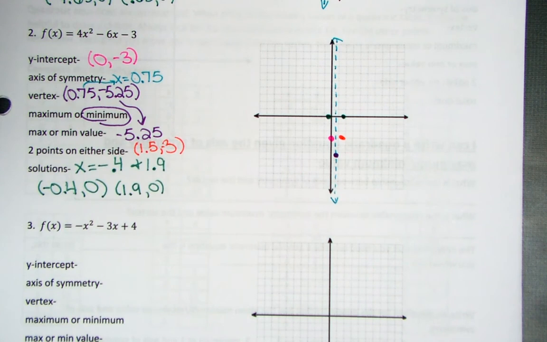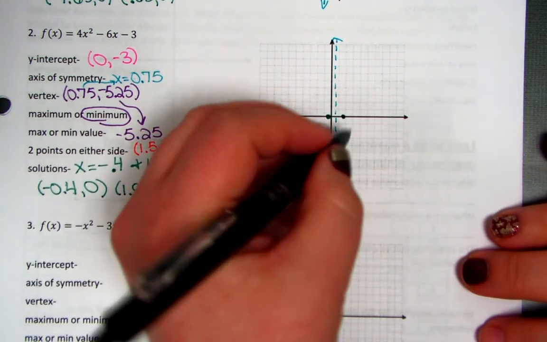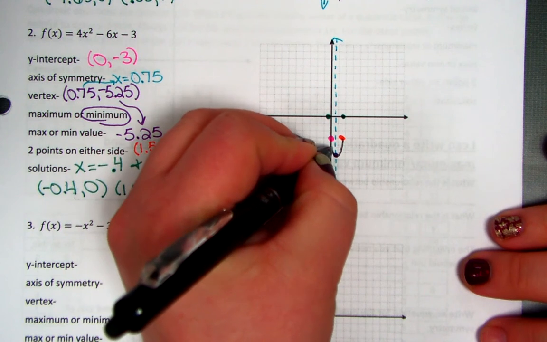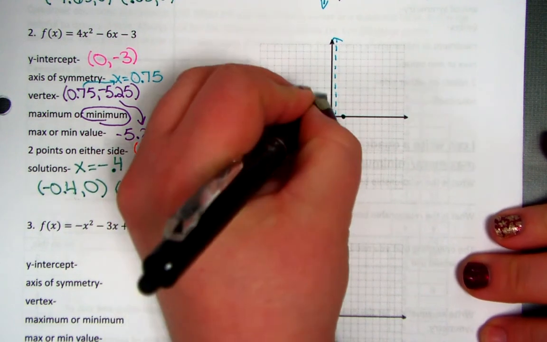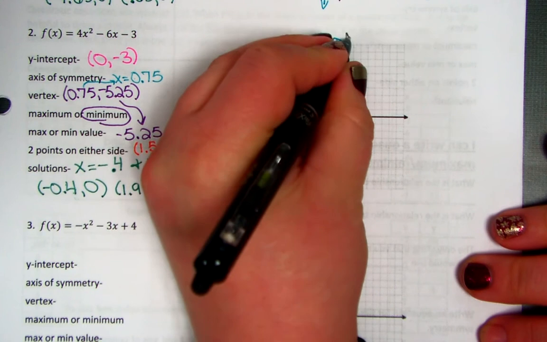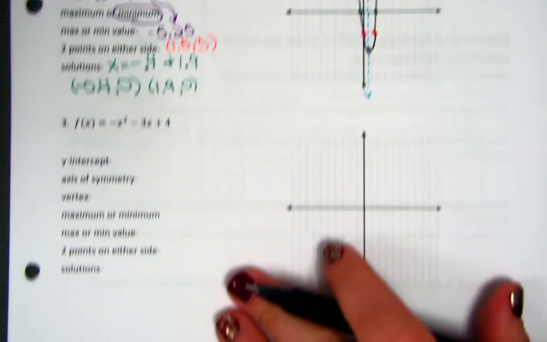So I've listed all of my points now. I can go ahead and connect my dots. The skinnier the parabola is, the more important it is for you to make sure that you have a nice rounded bottom or rounded top to your parabola so that I know that you know what the shape is supposed to be. Let's move on to number 3.